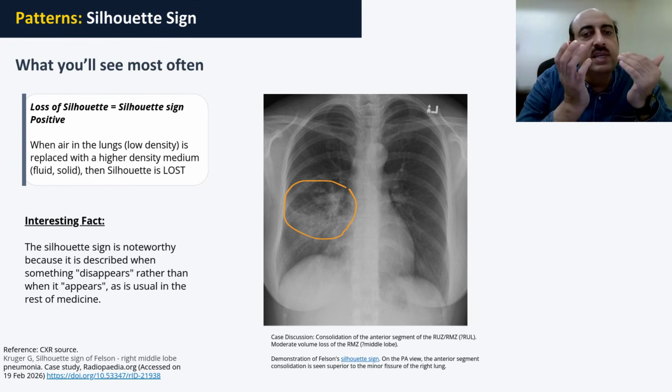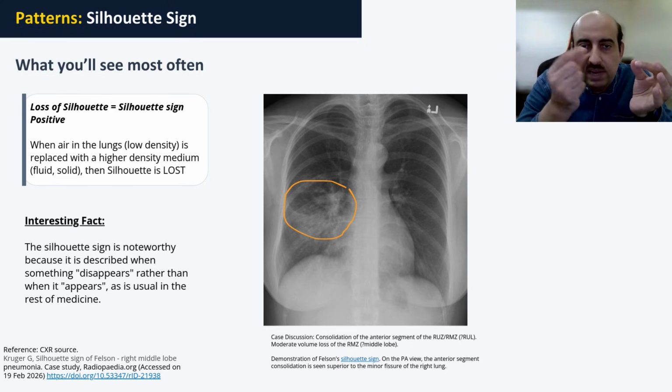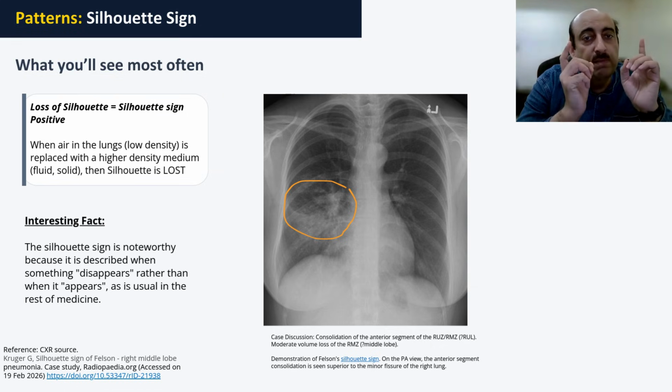So when the silhouette is lost, when the air in the lungs is replaced with a higher density substance like a consolidation or a mass or something, the definition of the normal anatomy will be distorted. So the cardiac border will become indistinct, the diaphragmatic border will become indistinct. So remember, a positive silhouette sign, or a silhouette sign being present, means the loss of silhouette. So this is really, really important.